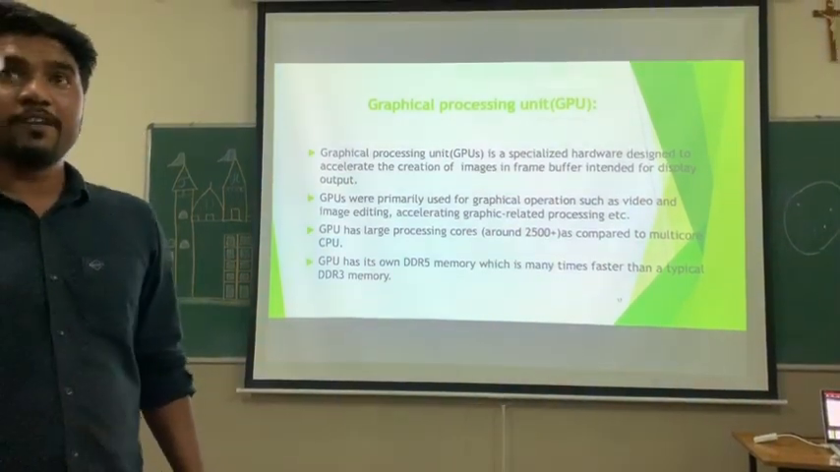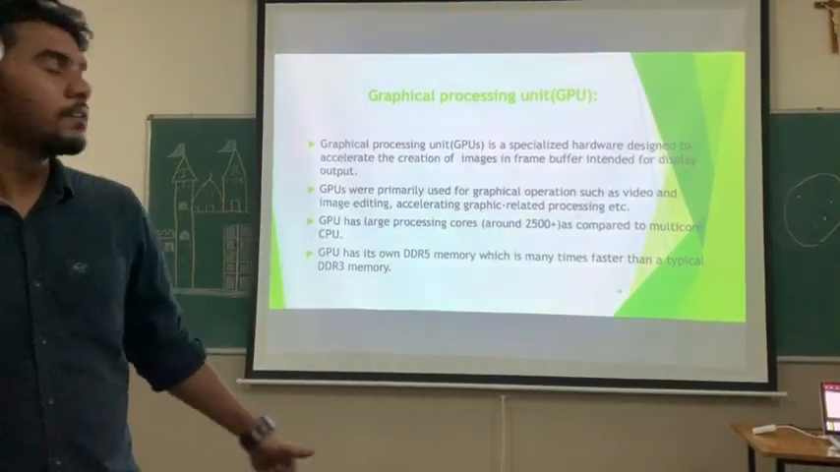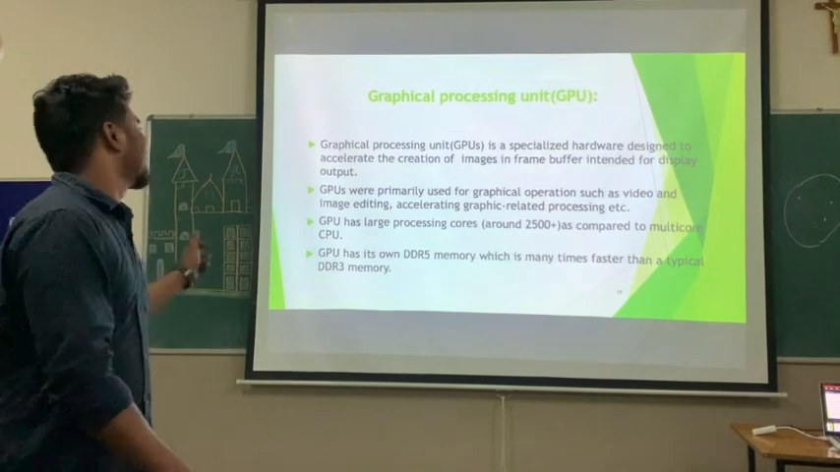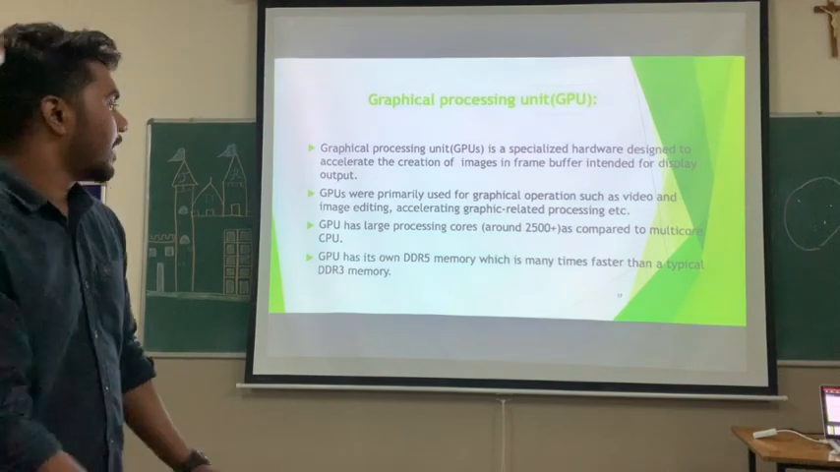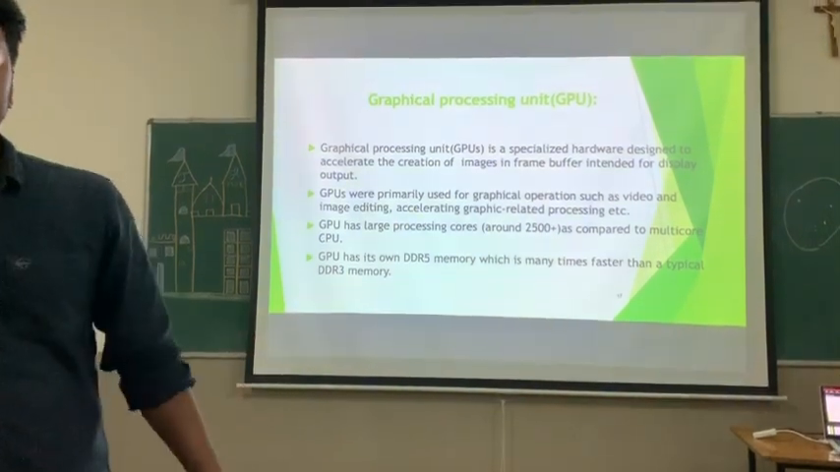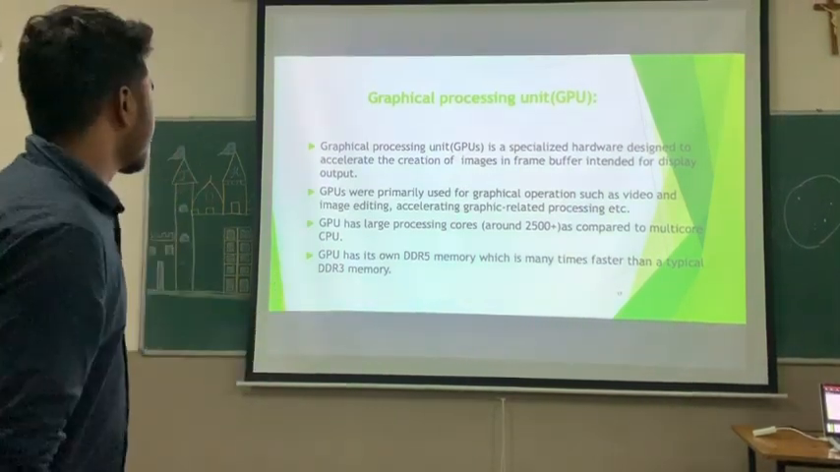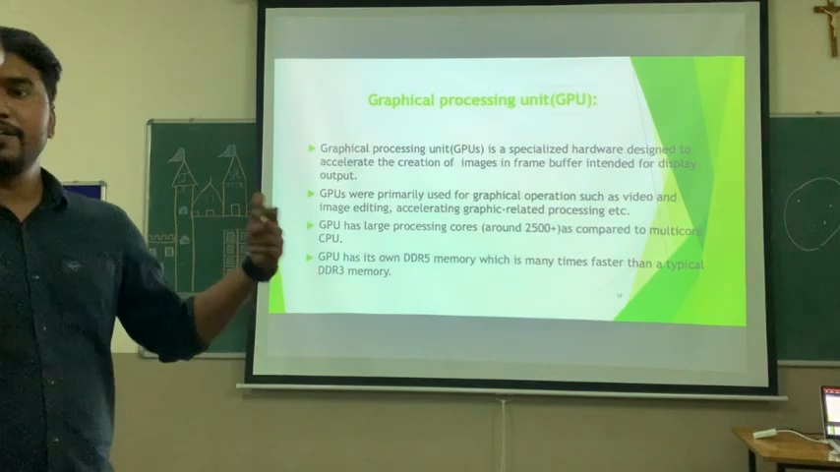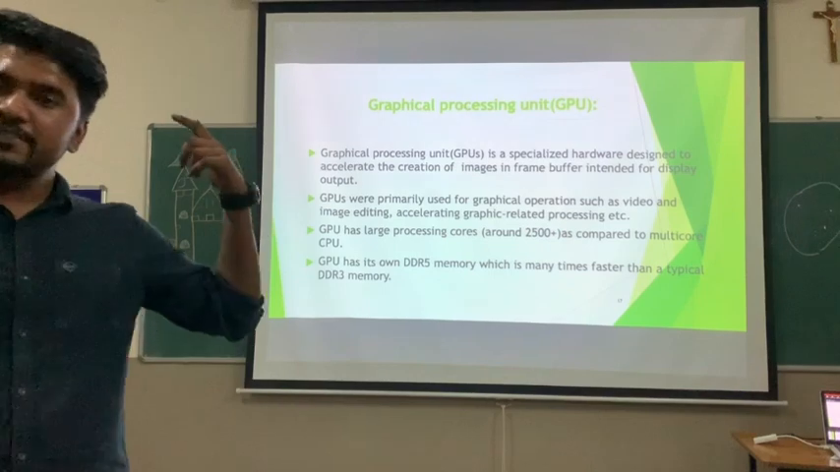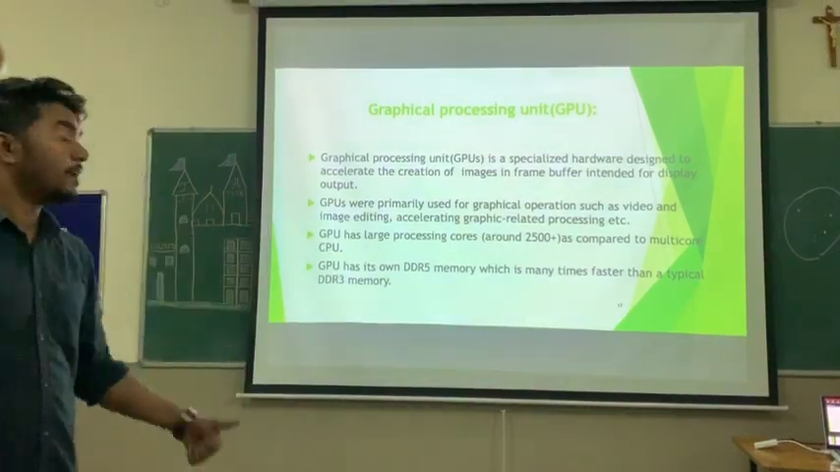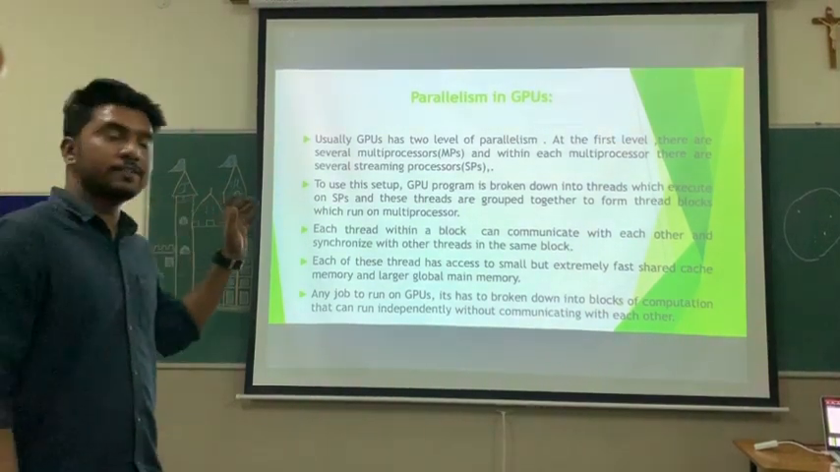GPU has more importance because of the parallel processing which GPU can do. GPU has a large number of processing cores, almost 2,500, as compared to a multi-core CPU, which only has a double digit number of processing cores. And GPU has its own DDR5 memory, as compared to the DDR3 memory which multi-core CPU uses. And the main purpose of GPU is parallelism.